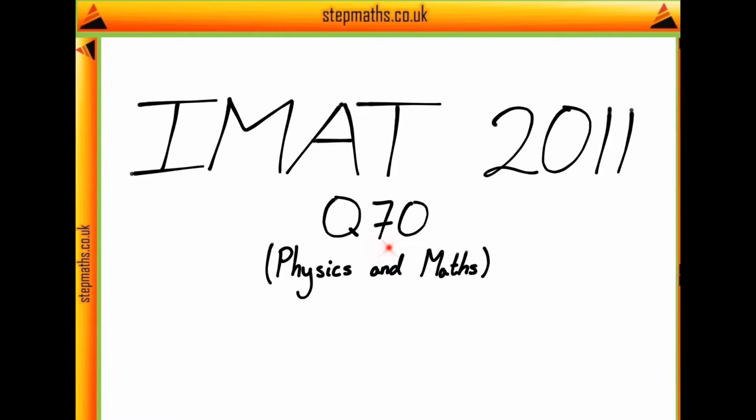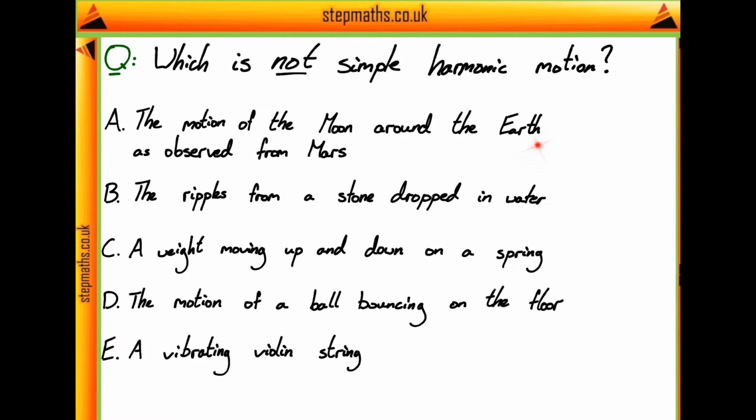Here we're going to look at question 70 from the IMAT 2011 paper. In this question we're given 5 different examples of some situations and we're asked which of them is not simple harmonic motion. If you'd like to have a go at doing this question yourself, then please pause the video now, otherwise we'll have a go at doing it together.